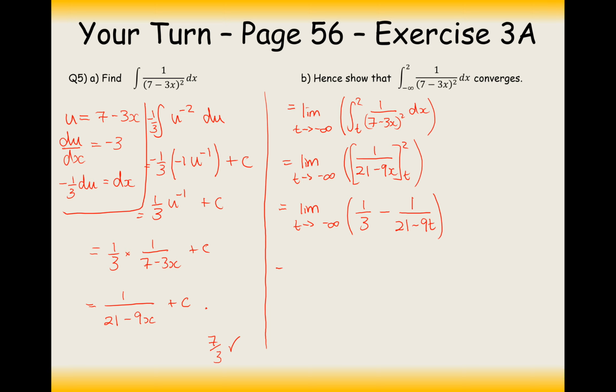And now we'll think what will happen as t tends towards minus infinity. Well, if t tends towards minus infinity, then minus 9t will tend towards positive infinity. So it would be 21 plus infinity, so 1 over 21 plus infinity, well, that would just head towards 0, 21 added makes no difference at all. So it will converge towards the number of 1/3. So there we are, that's the answer to this question.